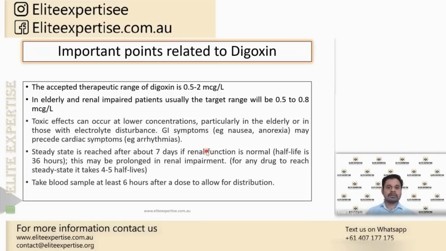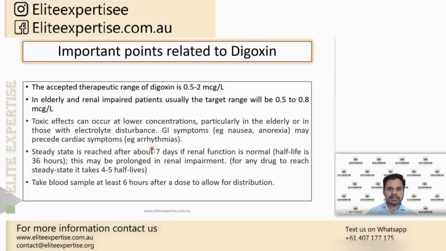Okay, so the half-life of digoxin is 36 hours. And for any drug to reach the steady state concentration, it needs at least 4 to 5 half-lives. Okay, let's take 5 half-lives. 5 times 36 hours. Okay, roughly around 7 days it takes for the drug to reach the steady state concentration.